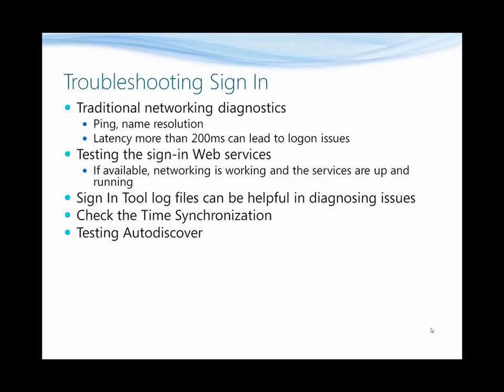There are several things you can do to troubleshoot the sign-in process. You can use traditional networking tools such as ping and NSLookup. For example, if you have latency issues of more than 200 milliseconds when using ping, it can lead to login problems. Other things you can do include testing the single sign-in service, viewing the log files generated by the sign-in tool, checking time synchronization, and testing Autodiscover.